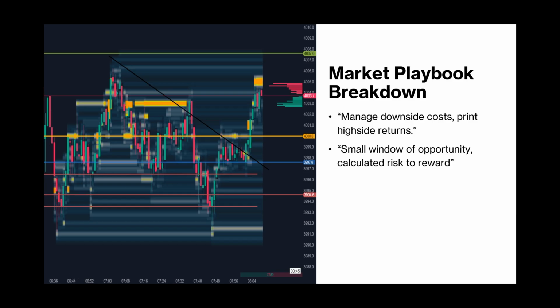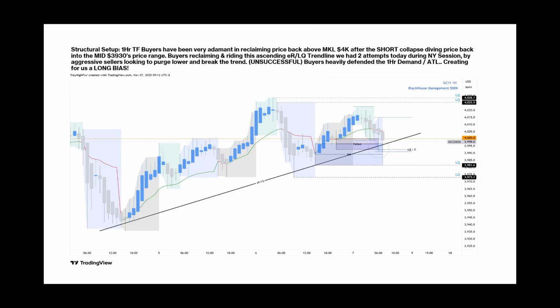The two things that I want us to focus on are managing the downside cost of printing high side returns, and a small window of opportunity, calculated risk to reward. I'm going to say it one more time: managing the downside cost of printing high side returns and a small window of opportunity, calculated risk to reward. So, today's structural setup.